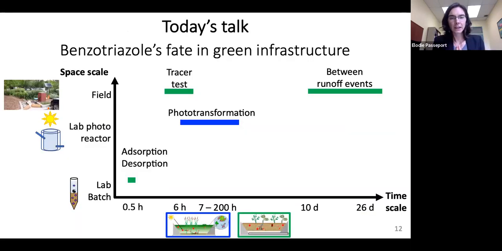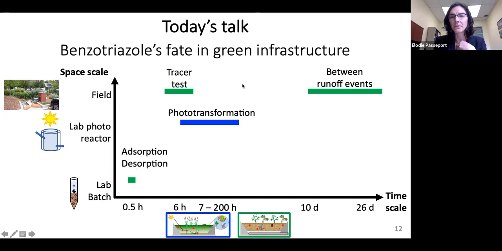Okay, so this is the outline of today's talk, a kind of graphical outline, let me walk you through this. We've done a few different pieces of work on benzotriazole, and I'm just going to show you some of it today. We work at different space scales, from lab work to field scale, and different time scales, from very short lab work, for example the adsorption-desorption study that we did, to a longer time scale with a photodegradation study that we'll show at the end of this work.